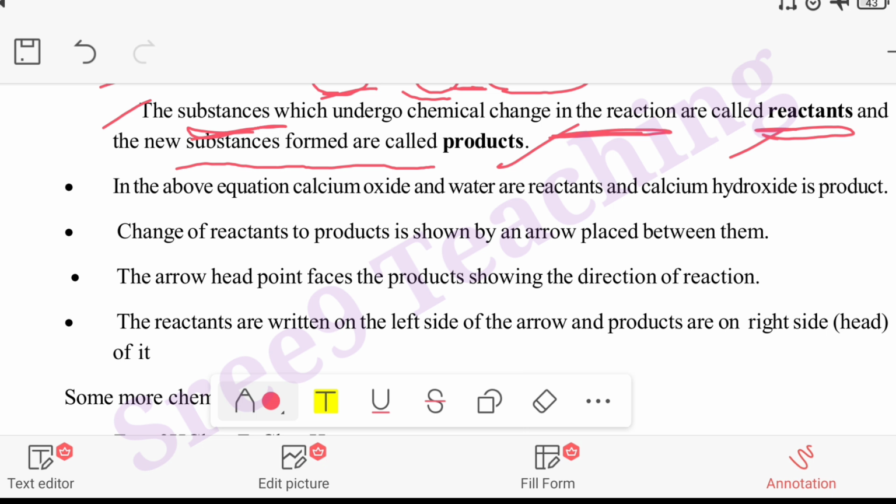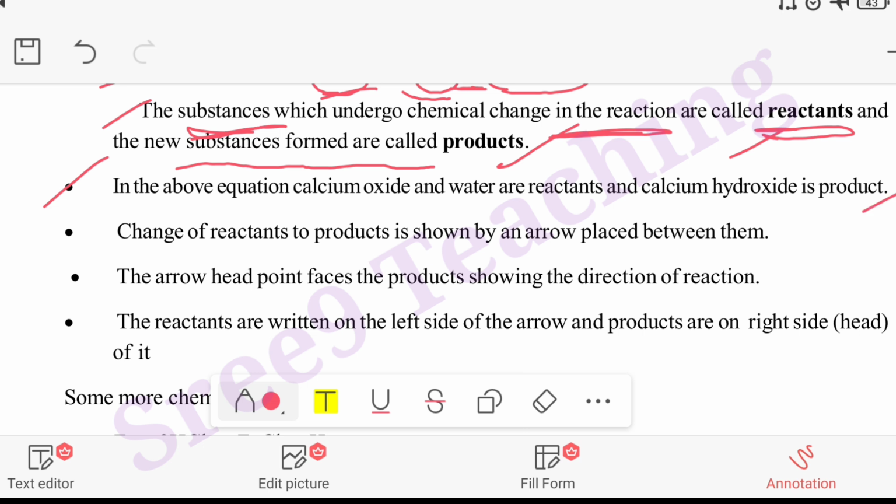Take any equation, for example, if zinc reacts with oxygen it gives zinc oxide. So in this equation, which are the reactants? Zinc and oxygen. And what is formed? Zinc oxide, that we say is the product. Okay, now see the next point. In the above equation, calcium oxide and water are reactants and calcium hydroxide is the product, as I said.